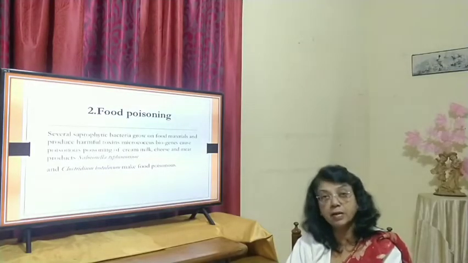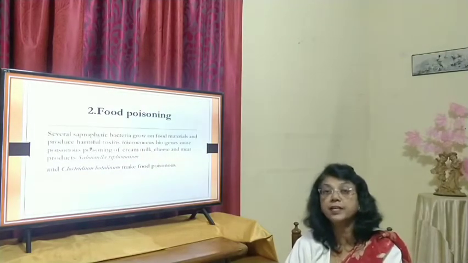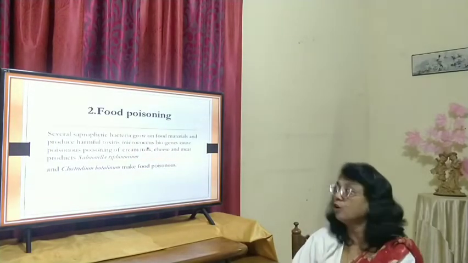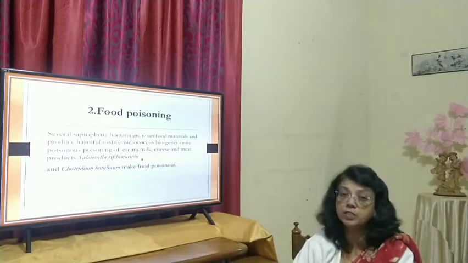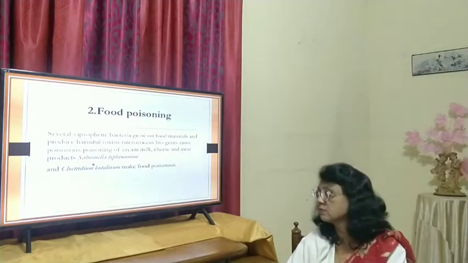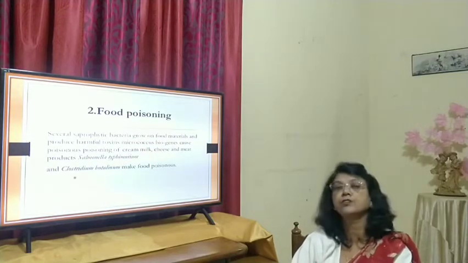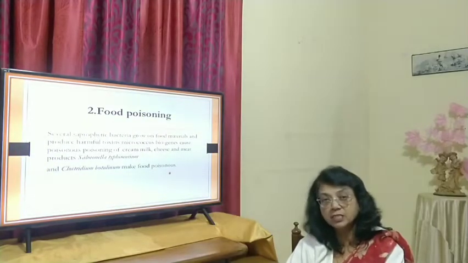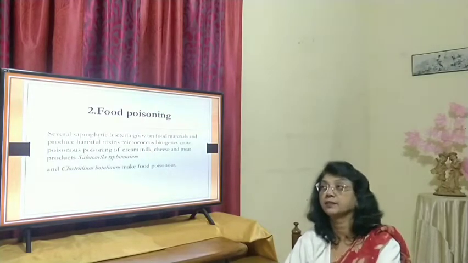Many saprophytic bacteria grow on the food items, and they secrete certain toxins which cause spoiling of food. Like they cause poisoning of cream, milk, cheese and meat products. For example, Salmonella typhimurium and Clostridium botulinum secrete poisons or toxins, and they are the reason for food poisoning.